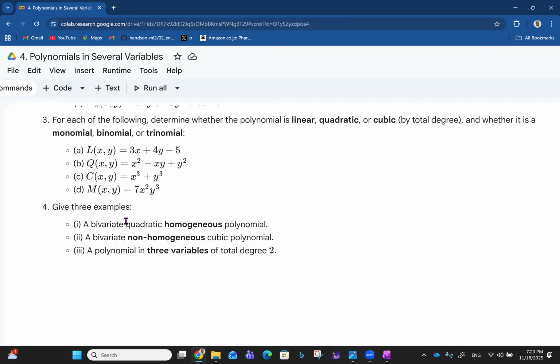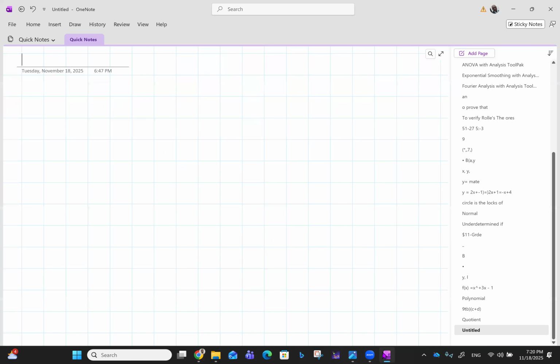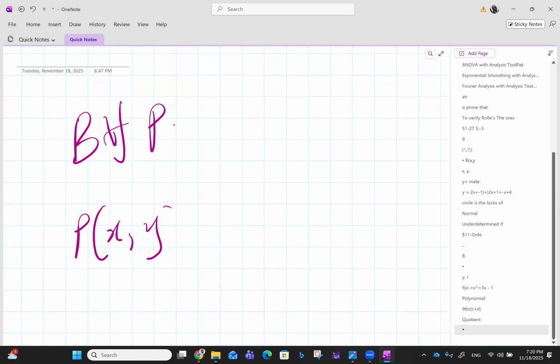Then give 3 examples of each of these. So a bivariate homogeneous polynomial, right? So maybe I can try that. A bivariate homogeneous polynomial. So it has 2 variables, of course. So we have p of x, comma y. So that's bivariate automatically. Homogeneous.